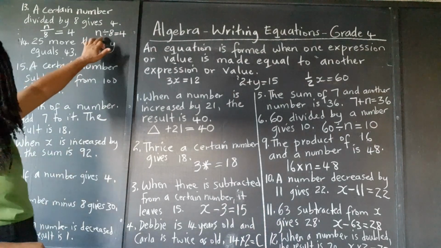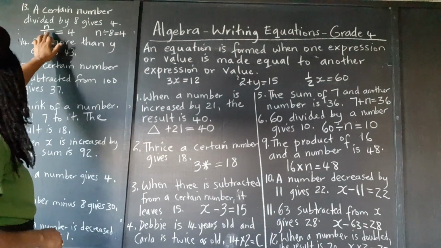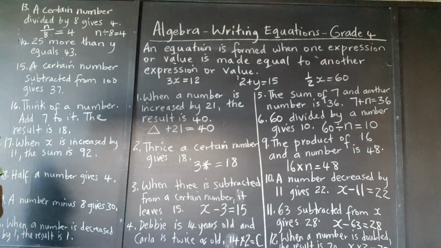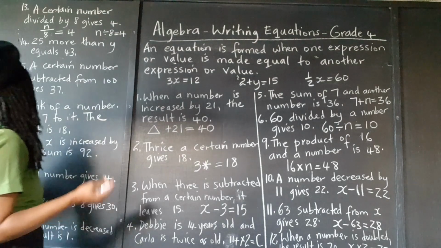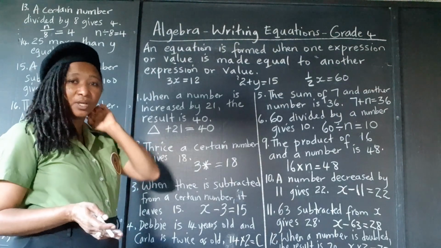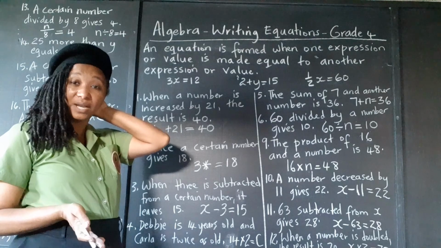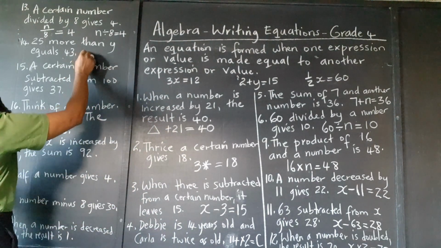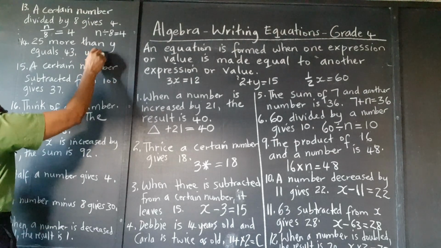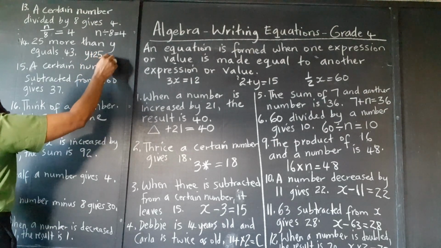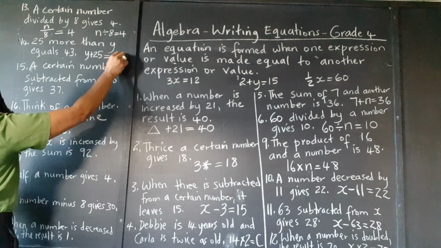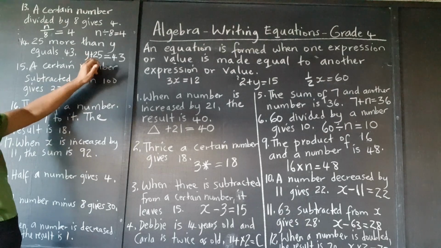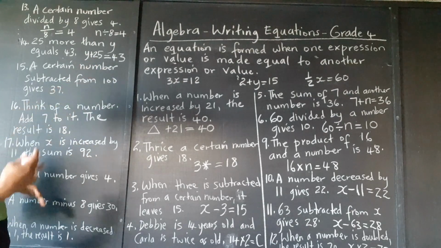Right, using the division symbol, or we can put it as a fraction with the denominator. So number 14, 25 more than y. 25 more than y. More than mean what? We're adding to y. So we start with y and we're adding 25 to the y, and the result is 43. 25 more than y. Y plus 25.